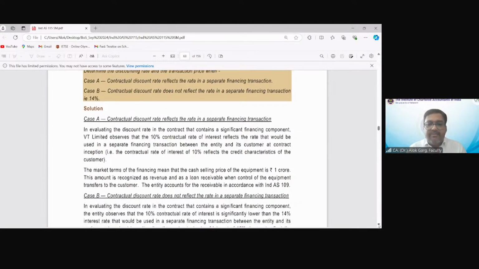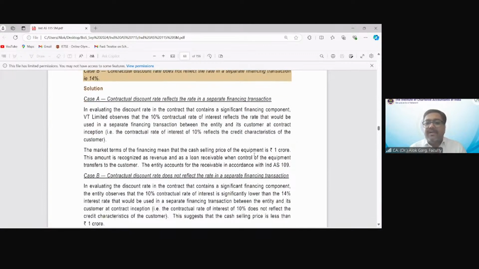The market terms of the financing mean that the cash selling price of the equipment is rupees 1 crore. This amount is recognized as revenue and loan receivable when control of the equipment is transferred to the customer. The entity accounts for the receivable in accordance with Ind AS 109, and whatever interest arises at 10% has to be recognized as interest revenue.